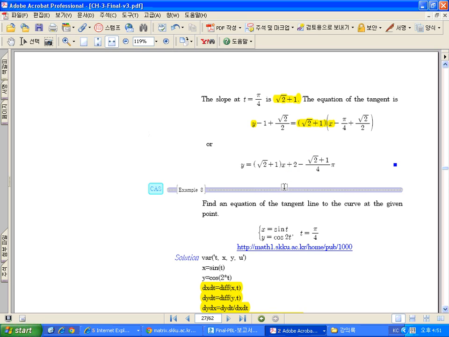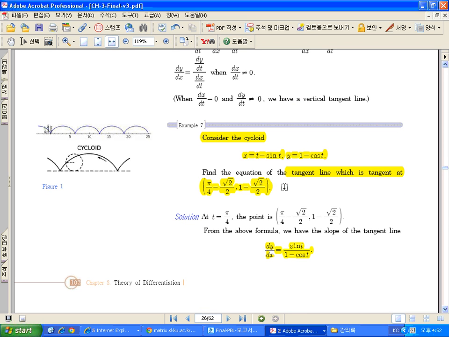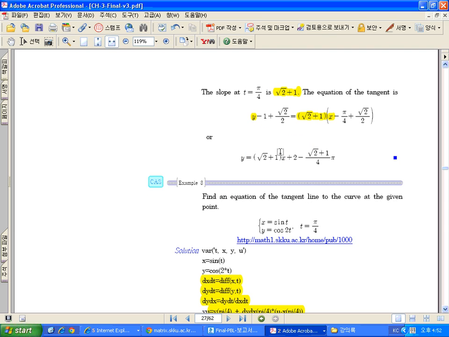You first find dx over dt and dy over dt, and the two make dy over dx. Like this, and then you have a derivative at the point t equal to pi over 4. Then here is the derivative, and these are the point on the x-axis and the point on the y-axis. That makes an equation like this, which turned out to be an equation like this.